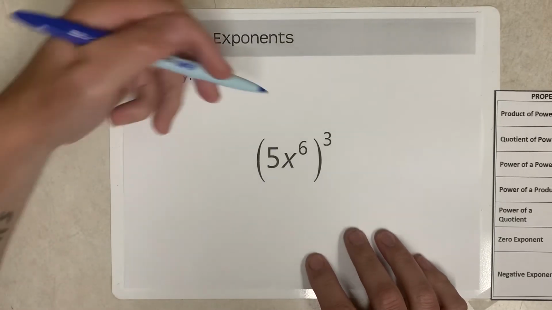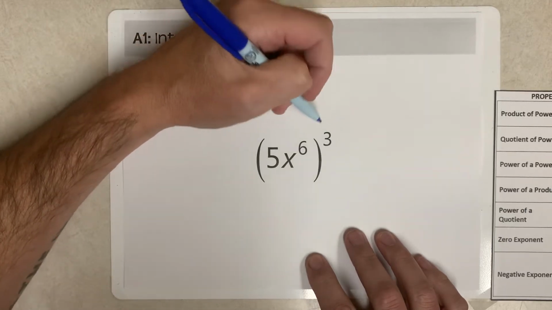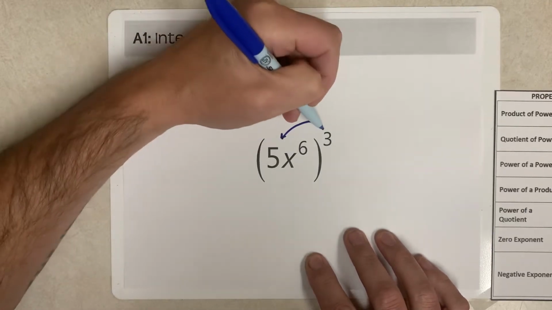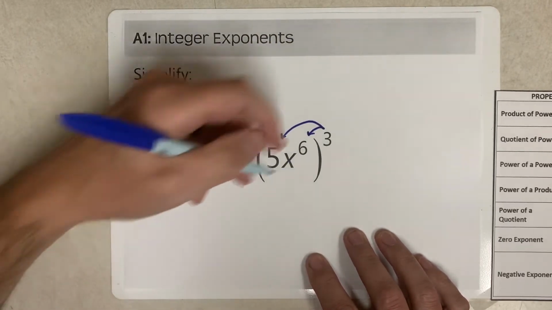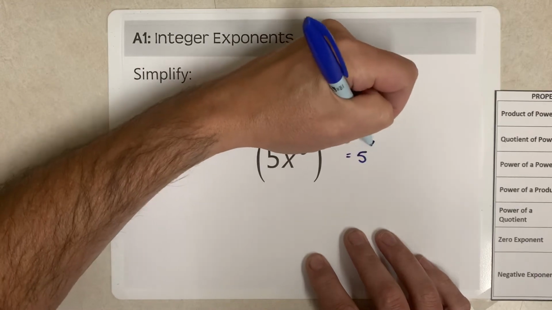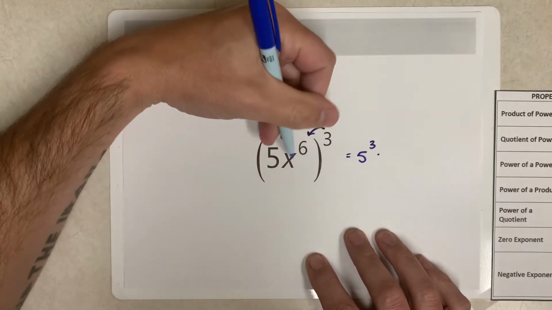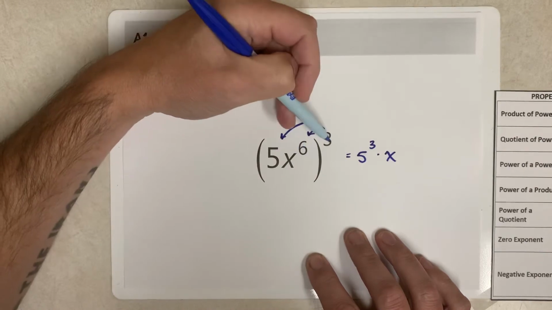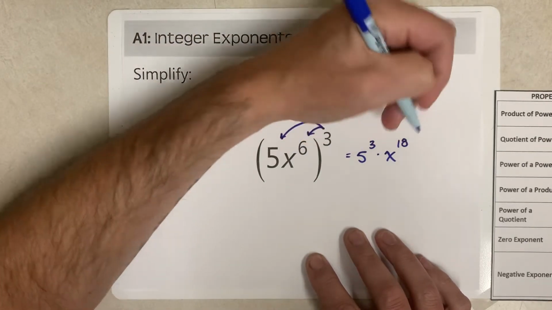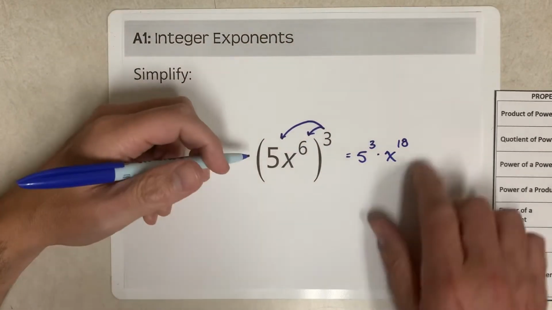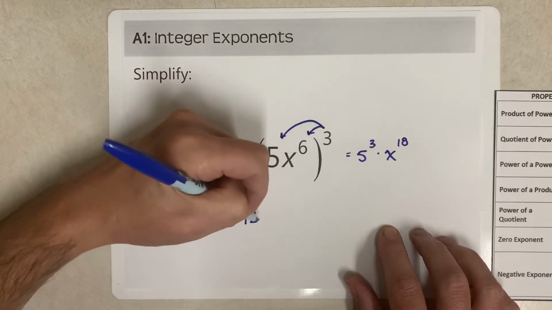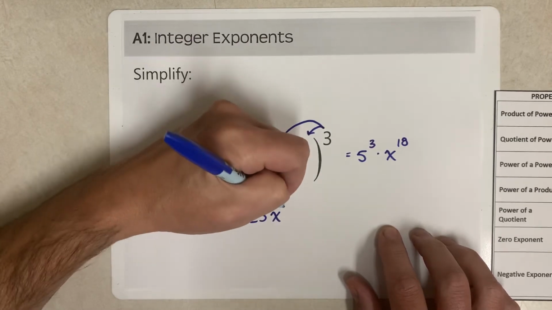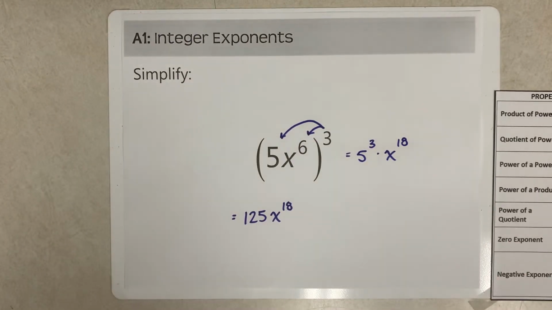So I'm going to apply my power of a product and distribute. Okay, so I'm not going to multiply 5 times 3. I'm going to make it 5 cubed times x to the 6 times 3, which is 18. You don't add, you multiply. What's power of a power? This is good, but I can still say that 5 cubed is 125. Still x to the 18th. And then that's done. There's nothing more you can do with that.